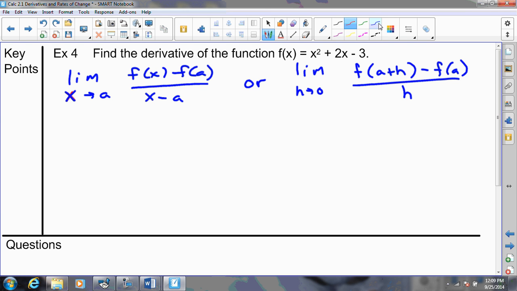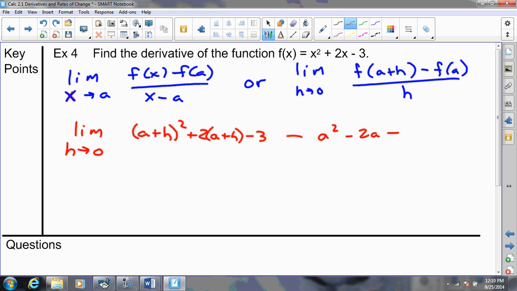Okay, so if we're doing the right one, we would have the limit as h approaches 0 of f of a plus h. So that's a plus h squared plus 2 times a plus h minus 3, minus, and we're going to subtract each individual piece, a squared minus 2a minus a negative 3 becomes plus 3, all over h.